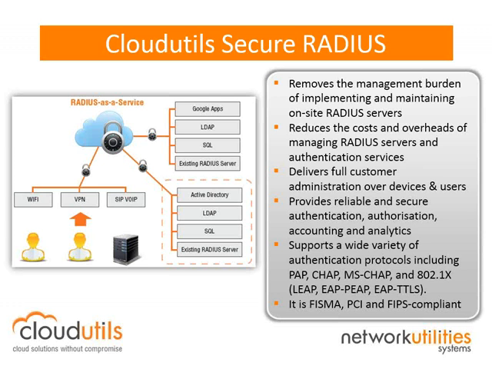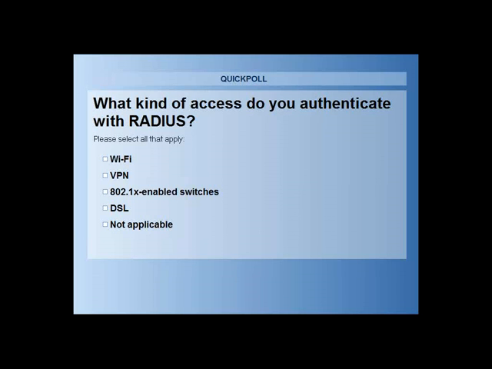Okay, great. Thank you for that, Malcolm. So now we're going to launch our second poll question. So if you could take a look at that, should be on your screen now. What kind of access do you authenticate with Radius? And you can see the options listed there. So if you could let us know: Wi-Fi, VPN, 802.1x enabled switches, DSL.